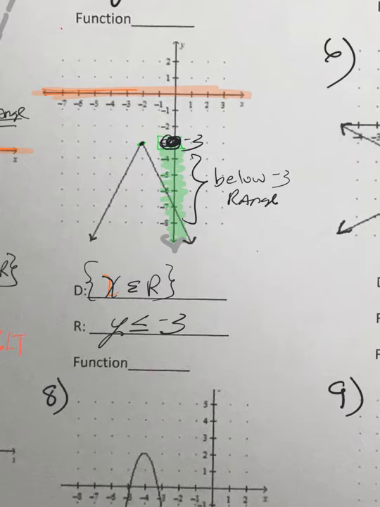And is it a function? Well, if you said yes, you're right, because no matter which vertical line I draw, it will only hit the graph once. So yes, it is a function because it passes the vertical line test.